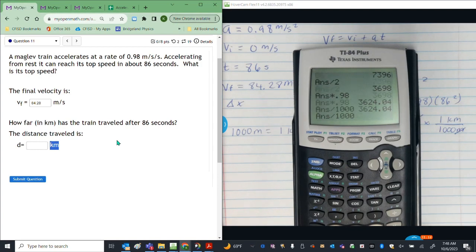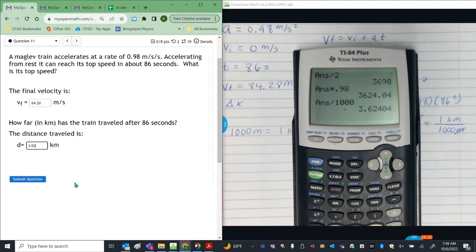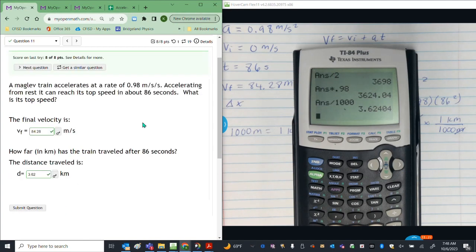And you get this, 3.62 kilometers. Does anybody have a question about number 11? Make sure you don't mess up with those unit conversions if we give them to you.